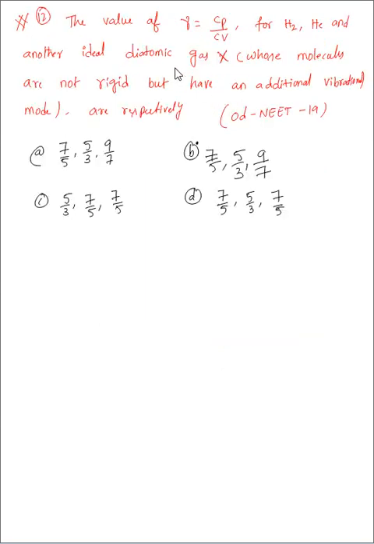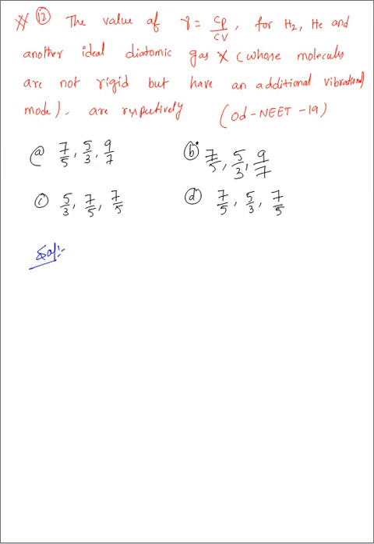In this question they are asking the value of gamma equal to Cp by Cv for hydrogen, helium and another diatomic gas X, whose molecules are not rigid but have an additional vibrational mode. What we need to calculate is the gamma value. Gamma equal to what we know generally. Gamma equal to, I didn't change the slide, one second. Yes.